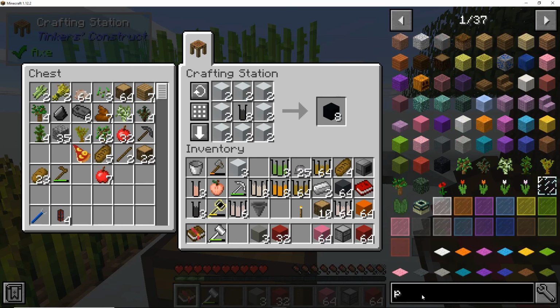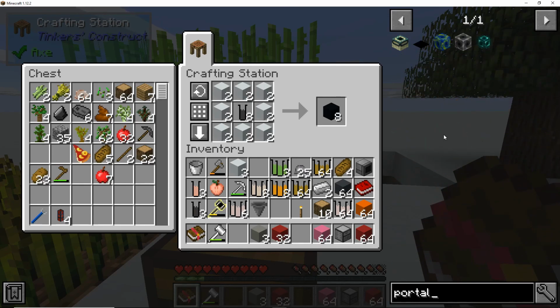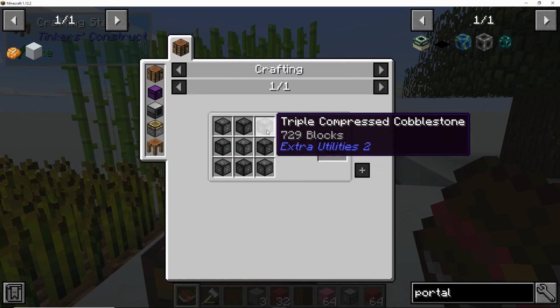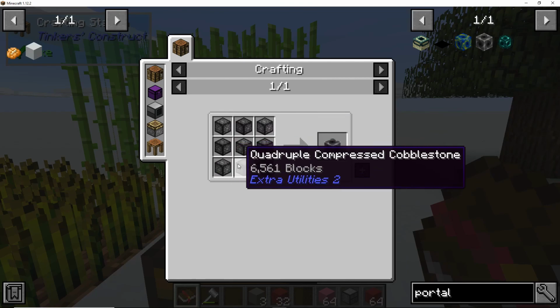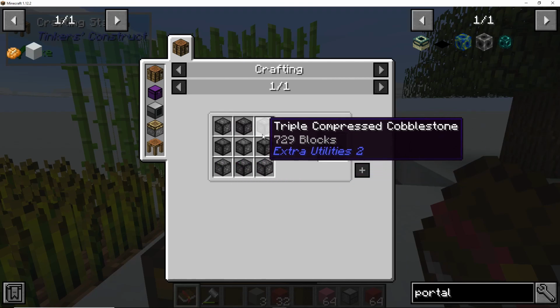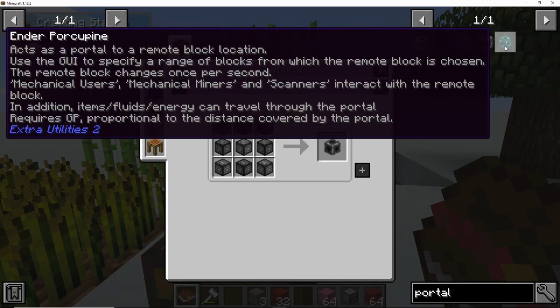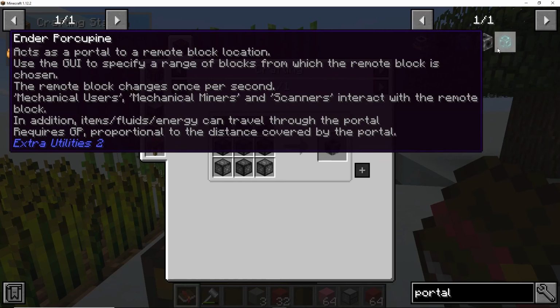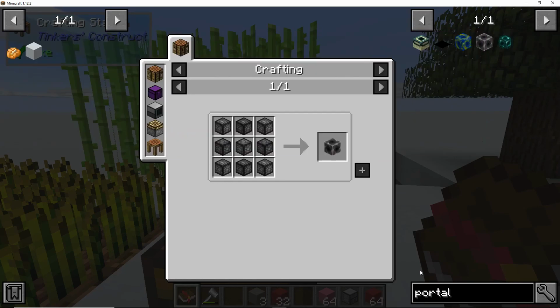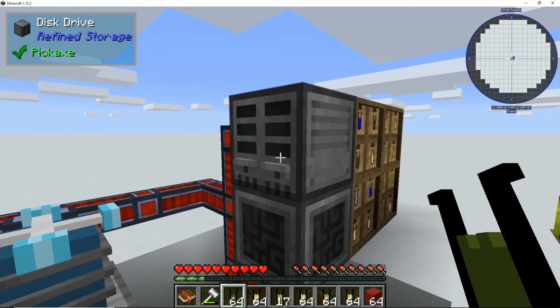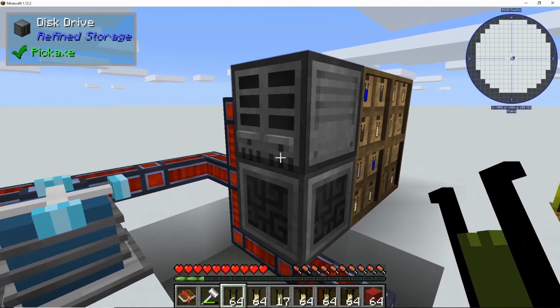Let's double check. Portal. So we've got end portal, portal, overworld portal. Ooh. Okay, deep dark. So triple, quadruple, triple, quadruple, quadruple, triple, and triple. So I need some triples and quadruple here. So lots of it is needed. So what is this one? Ender porcupine. So that's fun.